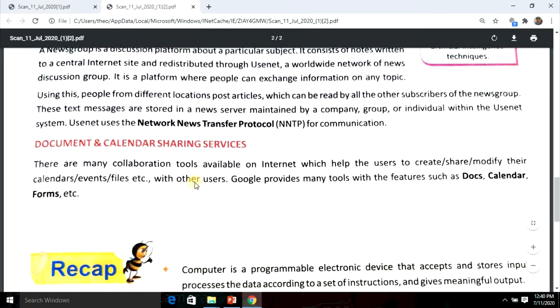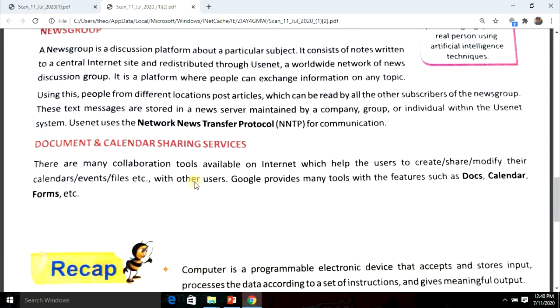Document and calendar sharing services. This is again a tool by which we can share our documents, calendars, and forms. Google provides many tools with features such as Docs, Calendar, and Forms, and by this we can share our documents and calendars.